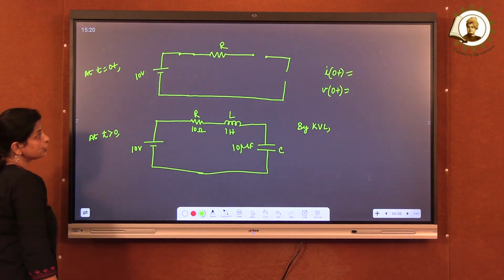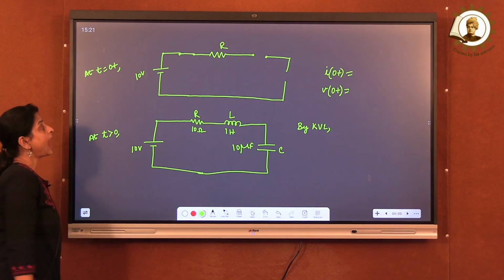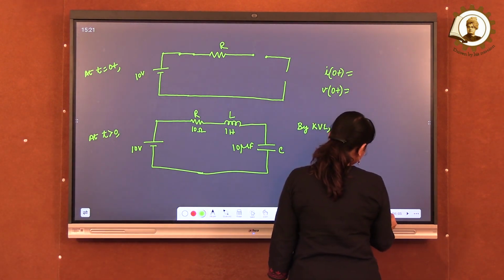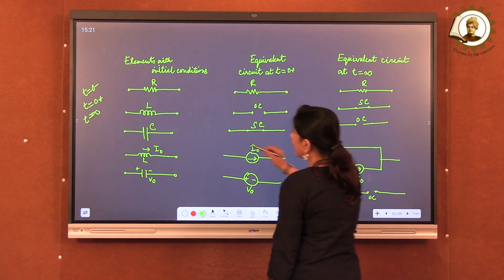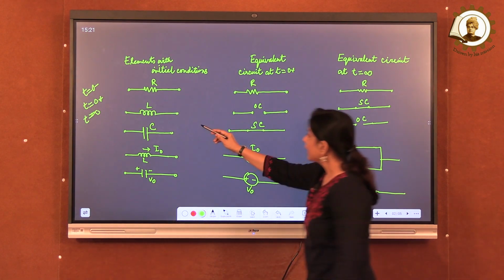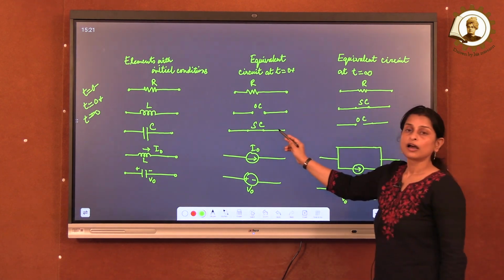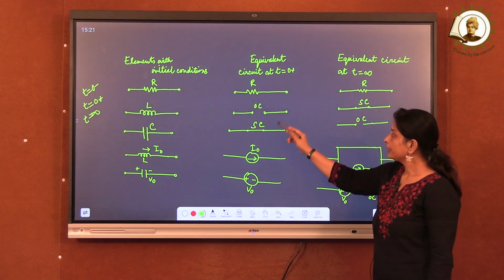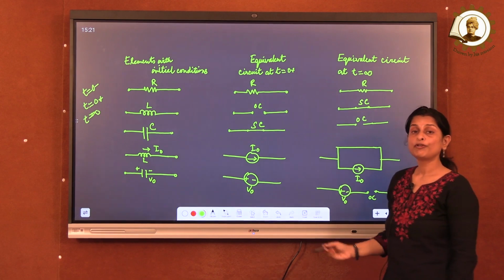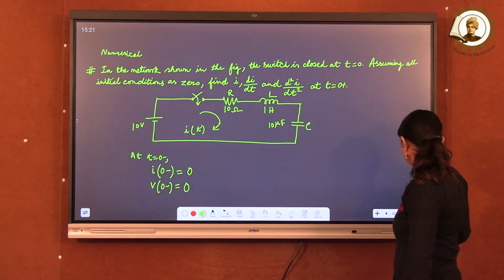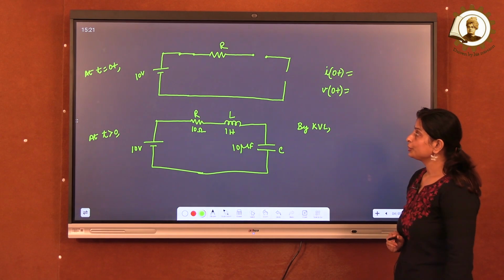Now for this we need to know what happens to the inductor and the capacitor at t equal to 0 plus. That you have to memorize, or you have to know: at t equal to 0 plus, the inductor is open circuit and the capacitor is short circuited. These two things you have to know before you analyze the circuit. So we have to redraw the circuit at t equal to 0 plus.